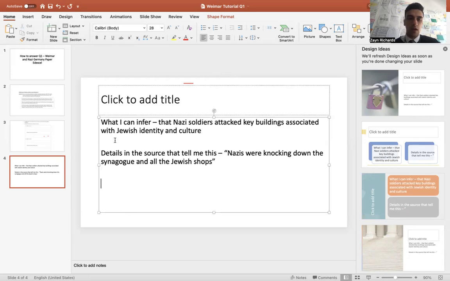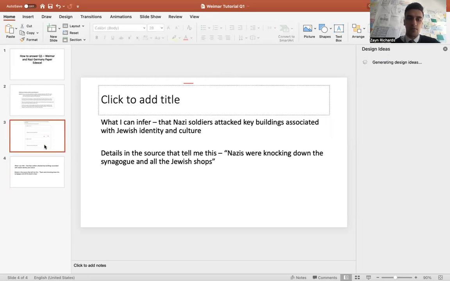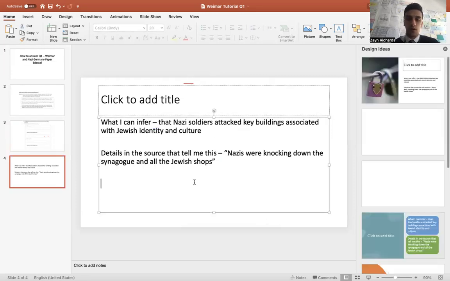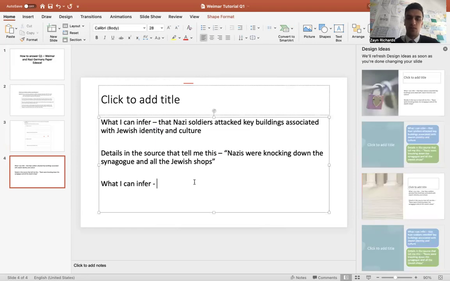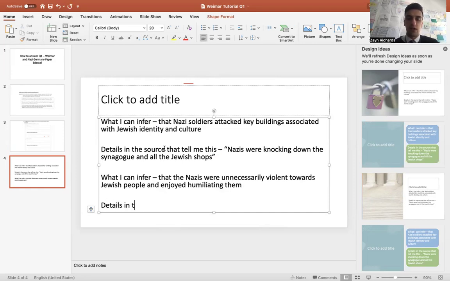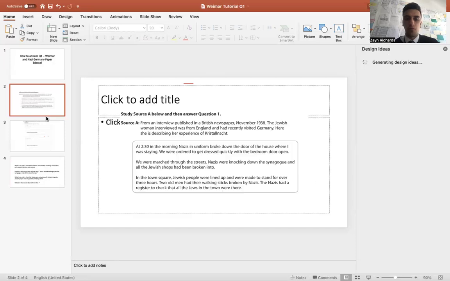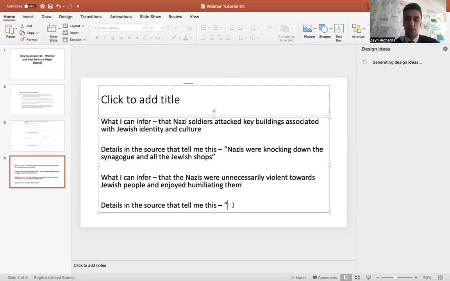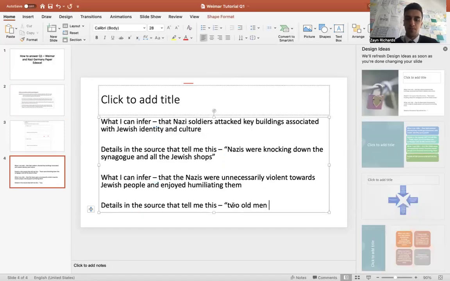Okay, then where it says what I can infer again, I would do my next inference. I talk about how the Nazis were unnecessarily violent towards Jewish people and enjoyed humiliating them. And then my details in the source that tell me this would be the quote about the old men, where it talks about 2 old men had their walking sticks broken by Nazis.